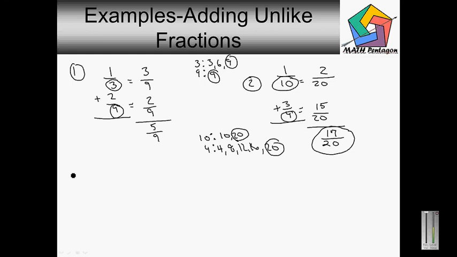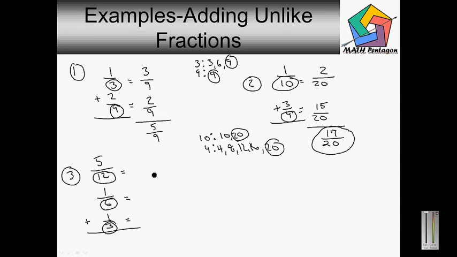Let's do another example. Let's say we have 3 fractions. So we have 5 over 12 plus 1 over 6 plus 1 over 3. The only difference between the other problems is this one has 3 fractions, and we've got to find the common denominator between the 12, the 6, and the 3.